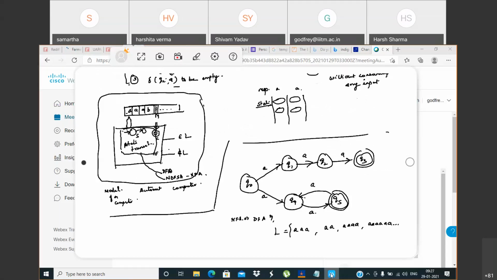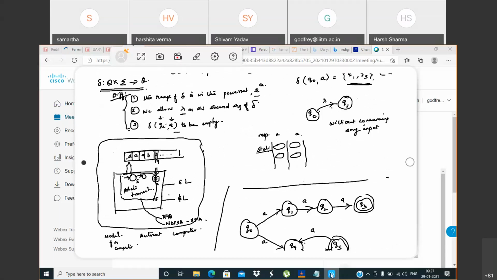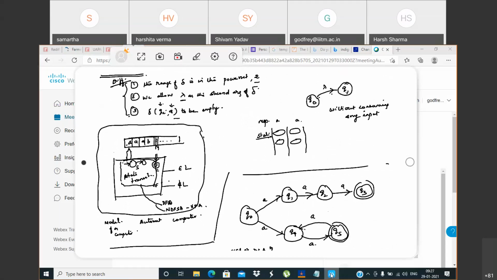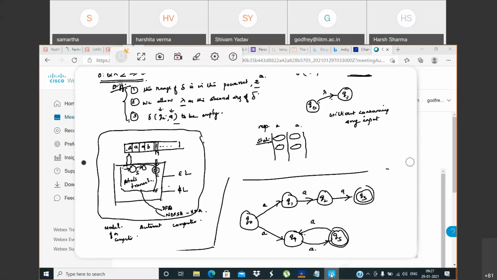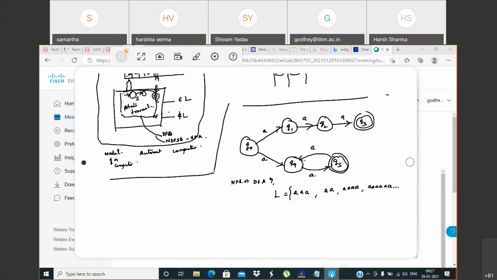NFA, sir. By virtue of this property that we are having the range of delta in the power set of Q, this is an NFA. Because on a single input symbol, you have two transitions. So if delta is defined for A, from Q0, you need to have both Q1 and Q4. So delta for Q0 comma A is going to be Q1 comma Q4.